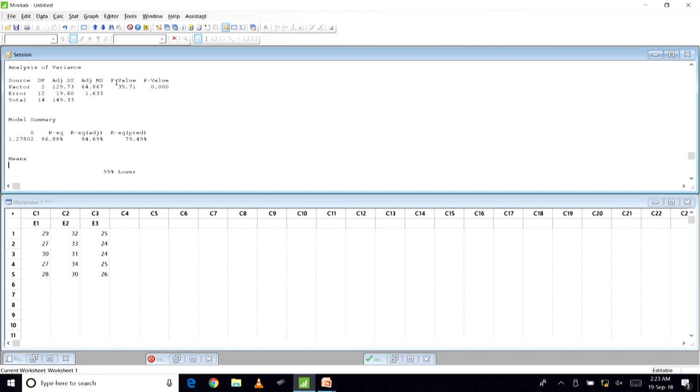So this is how you can work out examples on ANOVA using Minitab. Let me stop here for the time being. In next class we will see some more points related to ANOVA.